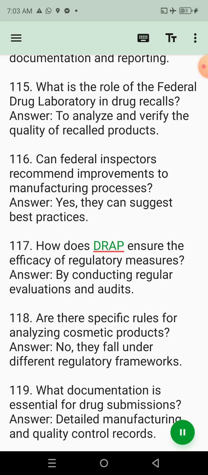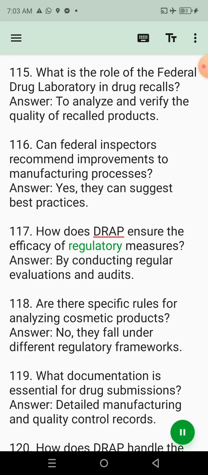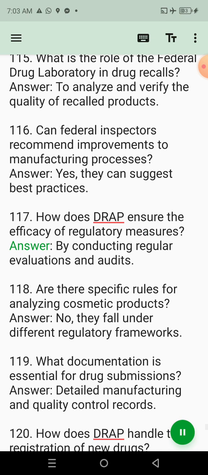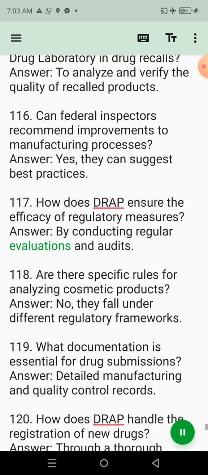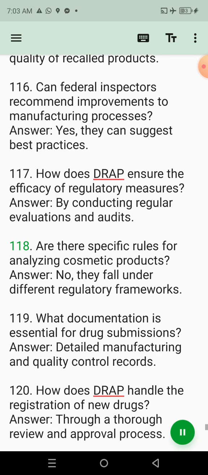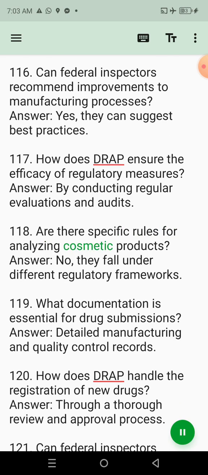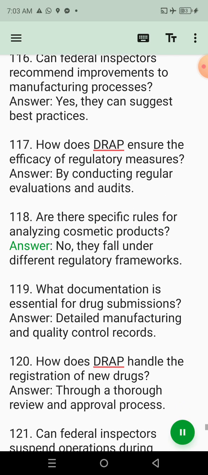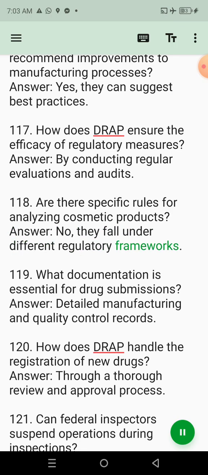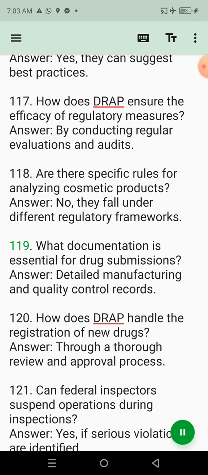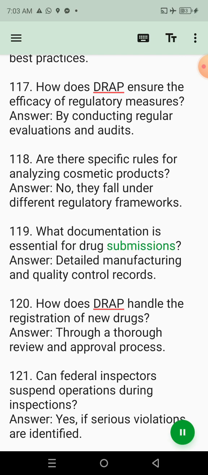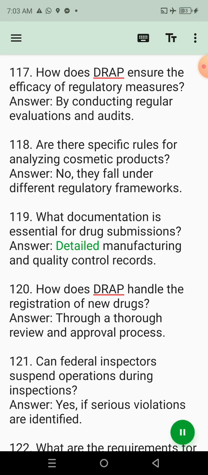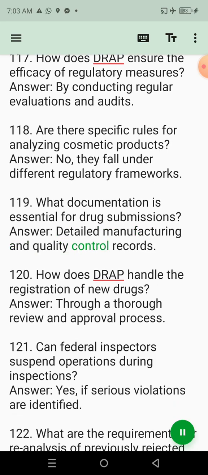117. How does DRAP ensure the efficacy of regulatory measures? Answer: by conducting regular evaluations and audits. 118. Are there specific rules for analyzing cosmetic products? Answer: no, they fall under different regulatory frameworks. 119. What documentation is essential for drug submissions? Answer: detailed manufacturing and quality control records.